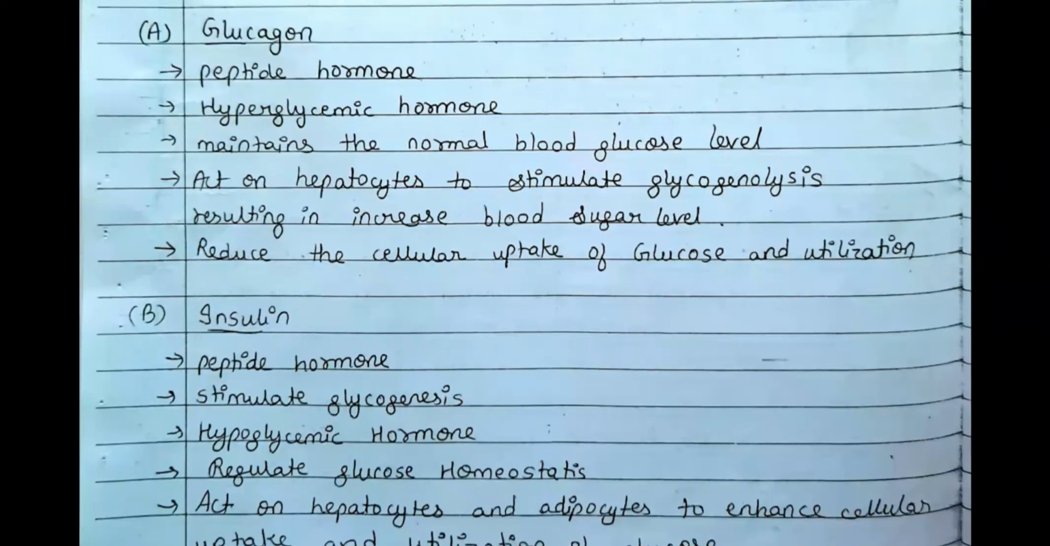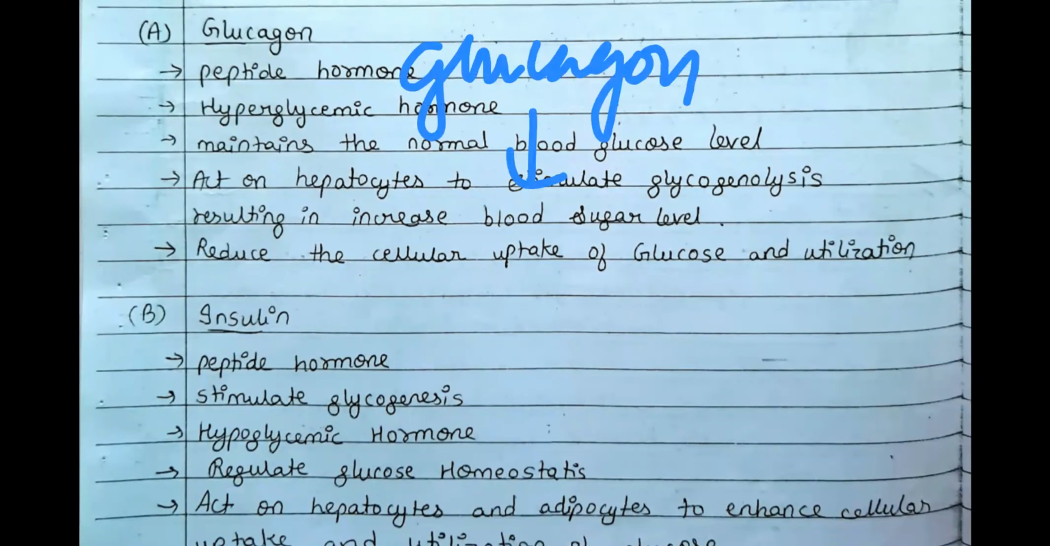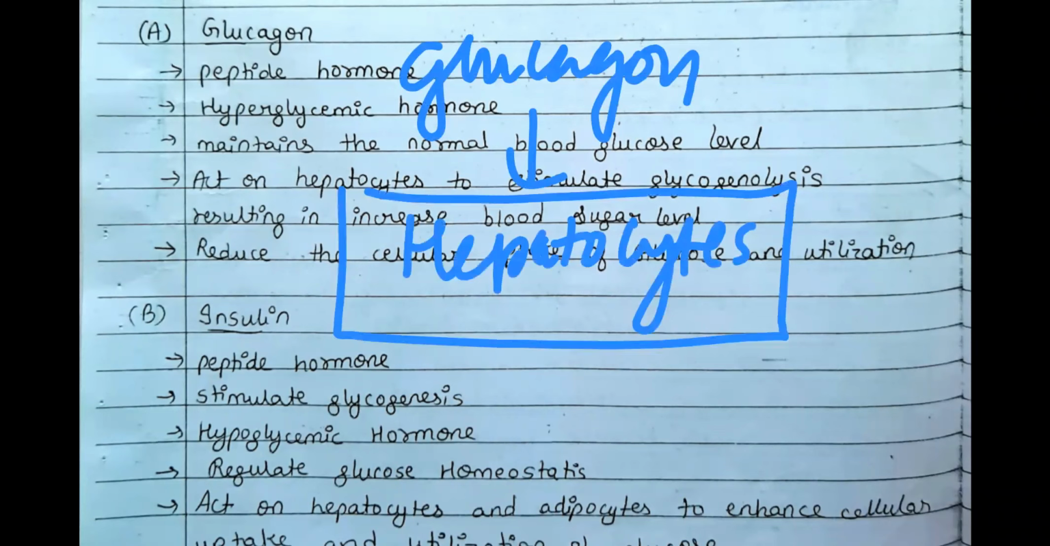How does it do this job? Basically, it will stimulate the cells such as hepatocytes. In which organ of the body one can see the cells known as hepatocytes? Liver cells are hepatocytes. They have a stored food in them which is called glycogen.